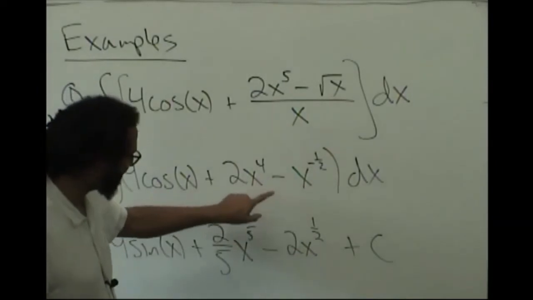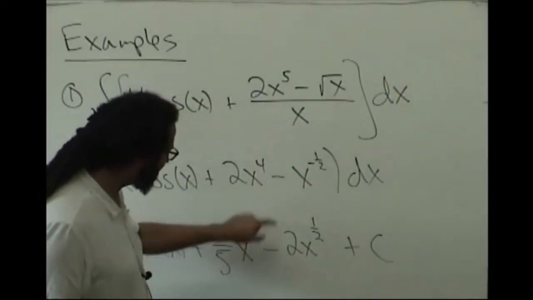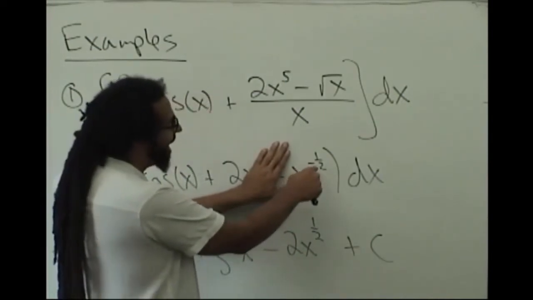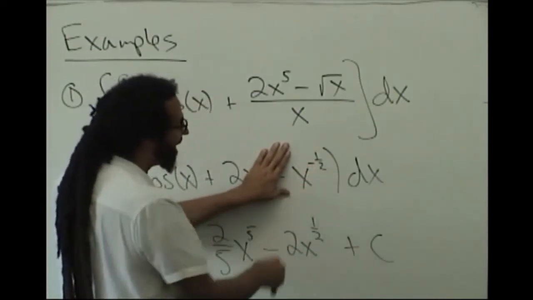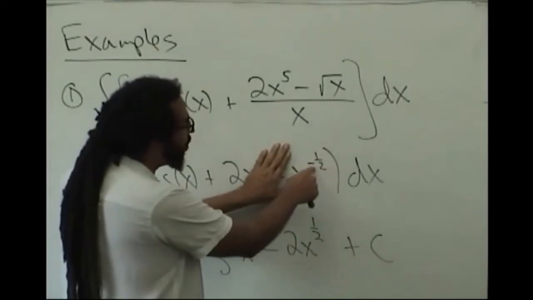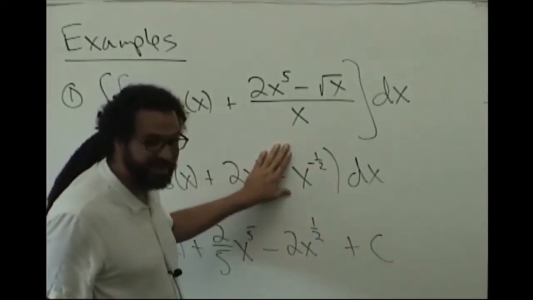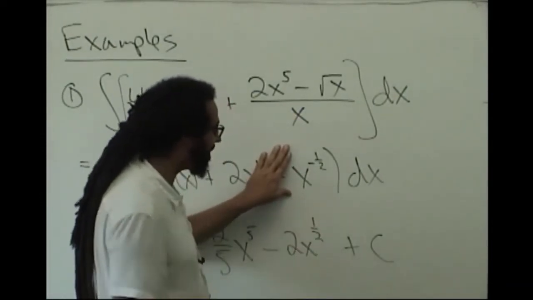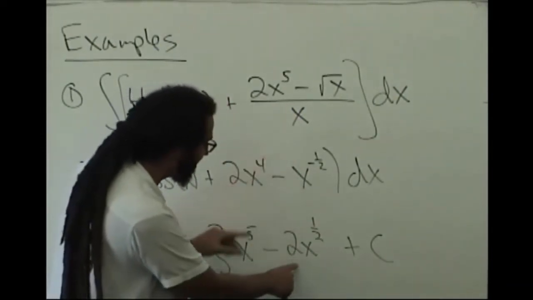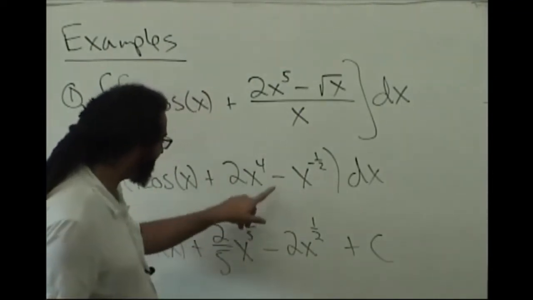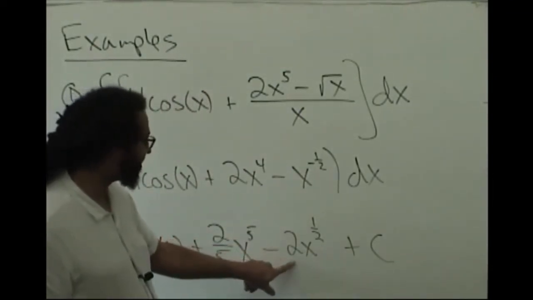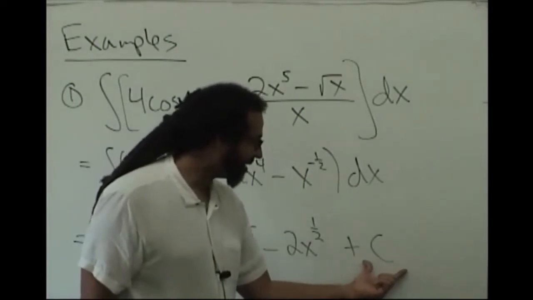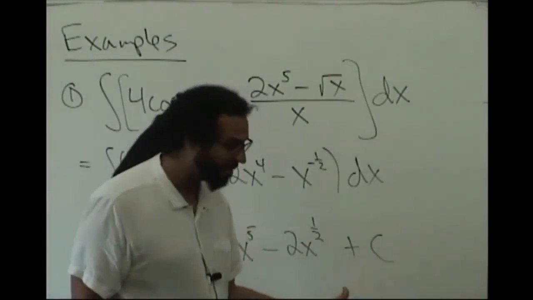What about this thing? Bring down the negative, right? X to the negative 1/2, I'm going to add 1 to the power and divide by the new power. So when I add 1 to negative 1/2, I get positive 1/2. And to divide by positive 1/2 is the same thing as to multiply by positive 2. So minus positive 2 x to the 1/2, and then just make sure to tack on the constant of integration c.